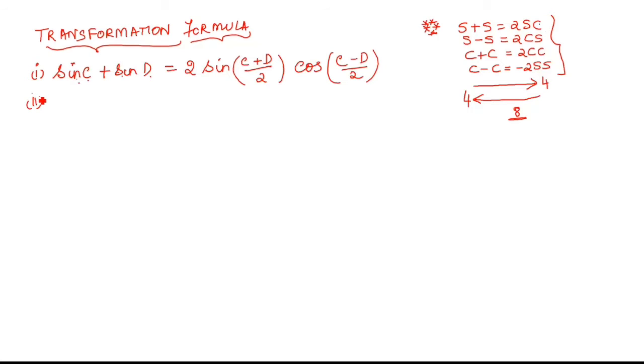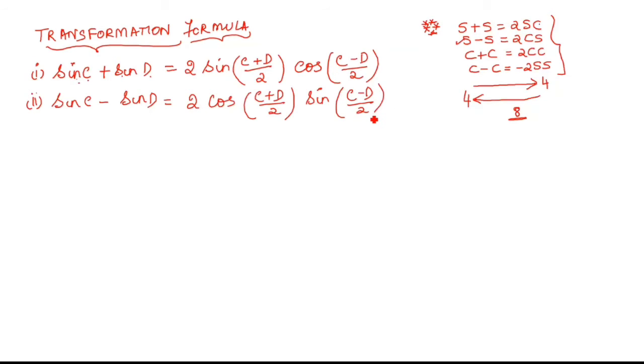Now see the second one. Now it becomes easy for you. Sine C minus sine D. What reminds me? This reminds me of S minus S. What is S minus S? S minus S is 2CS. So it is 2. C stands for cos. First, add and divide by 2. Next S stands for sine. Subtract and divide by 2. That is the second formula.